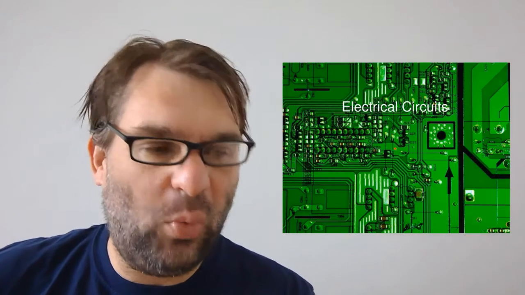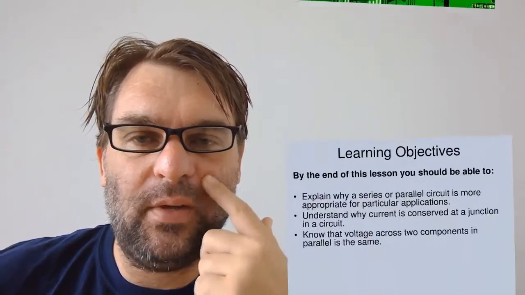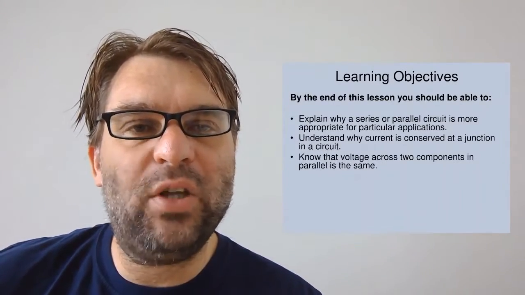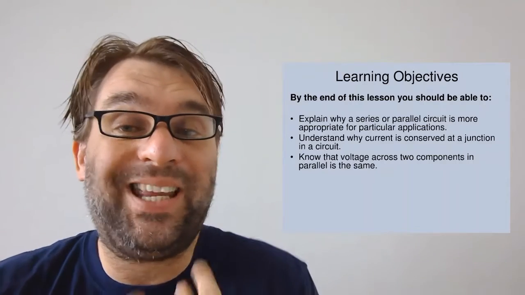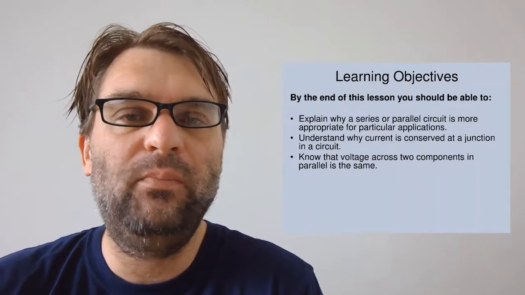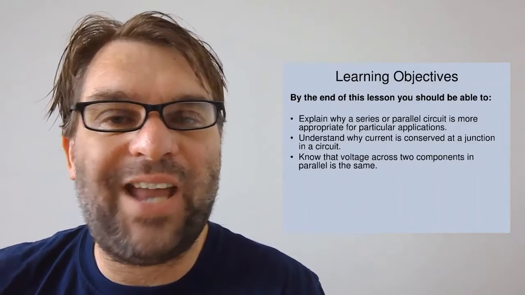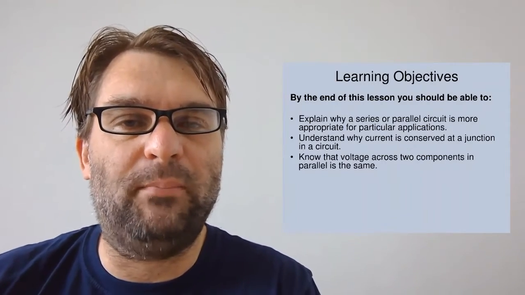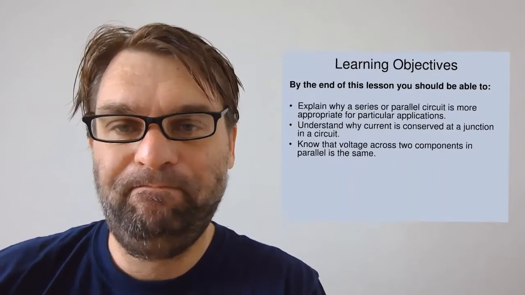So in today's lesson, we're looking at electric circuits. There's three learning objectives today. Explain why a series or parallel circuit is more appropriate for a particular task, a particular job. Understand why current is conserved at the junction in a circuit. And know that voltage across two components in parallel is the same.